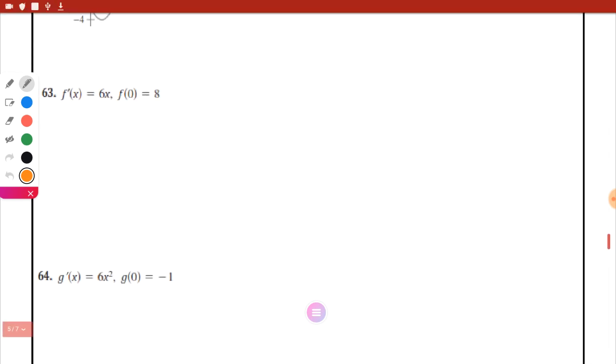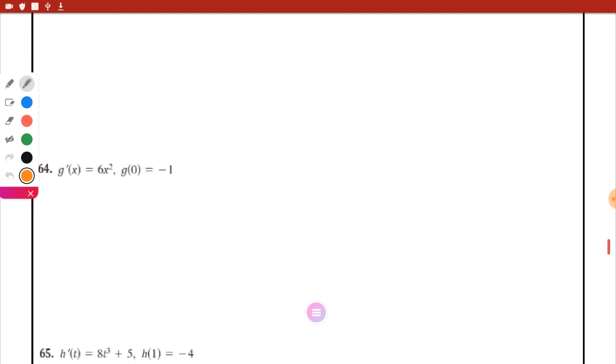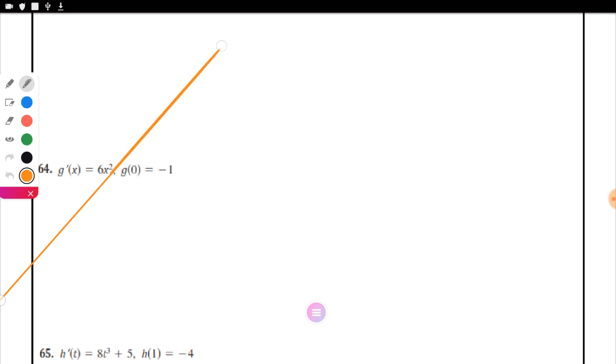Where, no, 64. 64. Okay. What is the first step? Integrate both sides, or find the antiderivative of the first one and the antiderivative of the second. What is the antiderivative of the left-hand side, g'(x)?